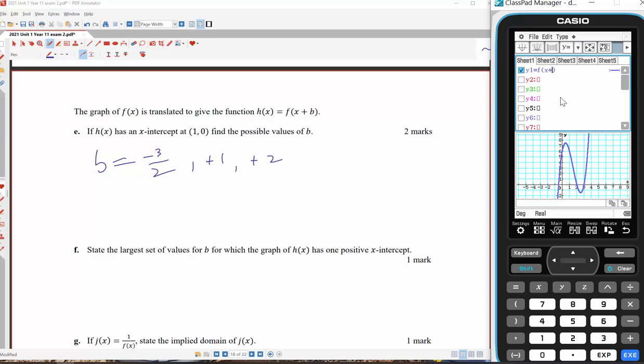So what I'm going to do is f of x plus 2, which is shifting it to the left 2 units, and regraph. Alright, now if you note here, what's happened is that it has 1 positive x-intercept now. That's the only positive x-intercept. The other is at 0. So this meets the requirements.